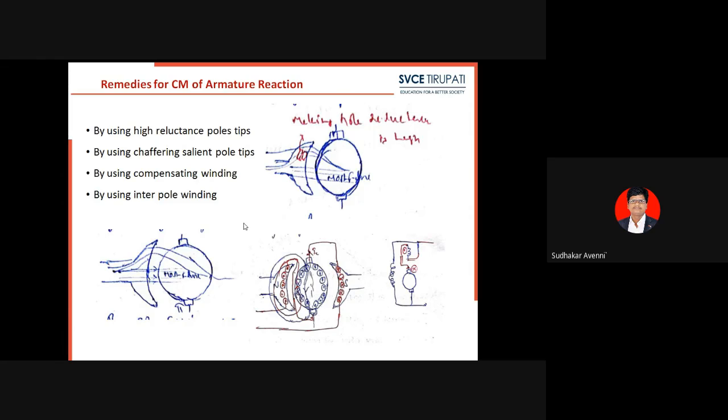Here, how is this interpolar winding connected with respect to the armature winding? In series. The interpolar winding is also connected in series with the armature winding. Both the compensating winding as well as the interpolar winding are connected in series with the armature winding. This is a very important question for all competitive exams.